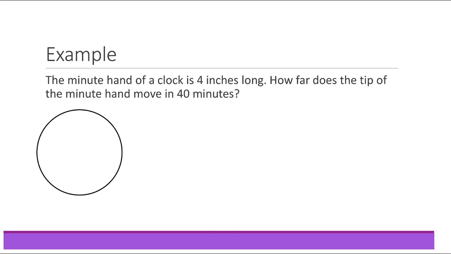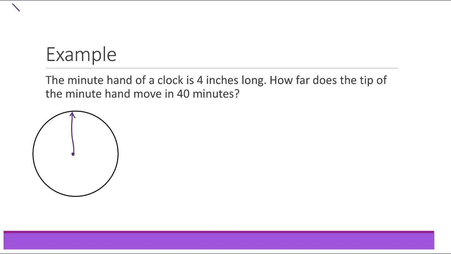So I'm going to go ahead and sketch out that minute hand here, and we're told that that's 4 inches long. So essentially we've been given the radius of my circle, the radius of my clock. And we're being asked how far does the tip of the minute hand move in 40 minutes. So we're thinking about what is this length here, all the way to 40 minutes.